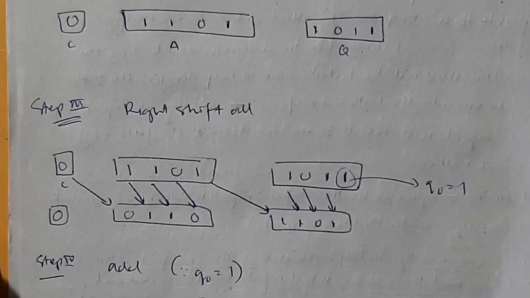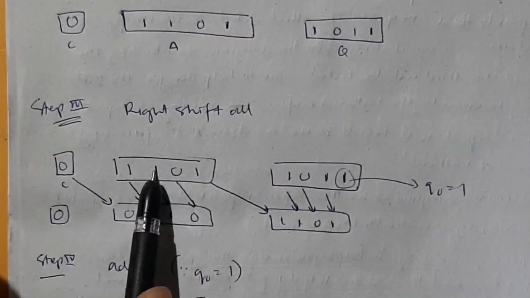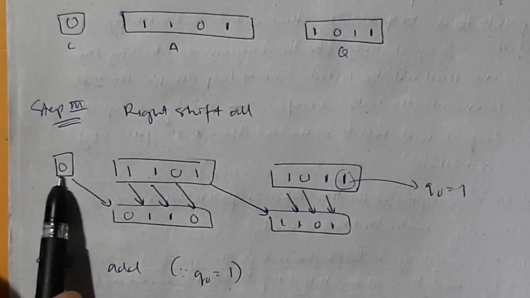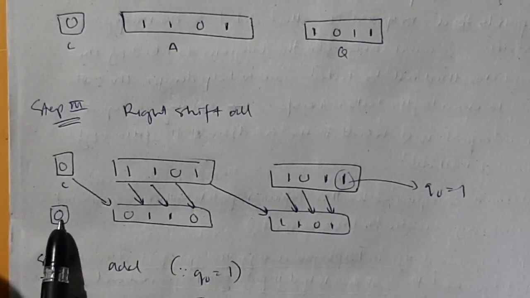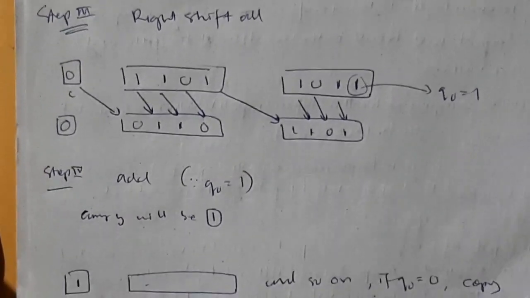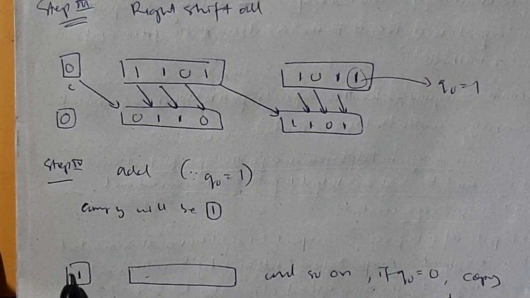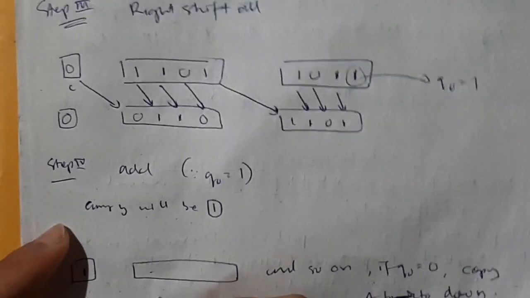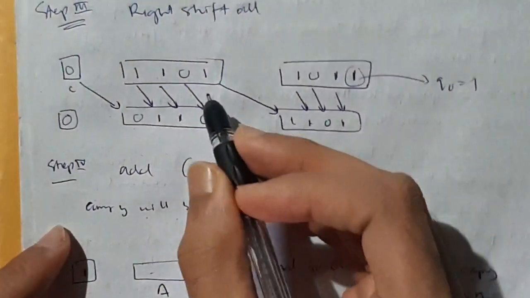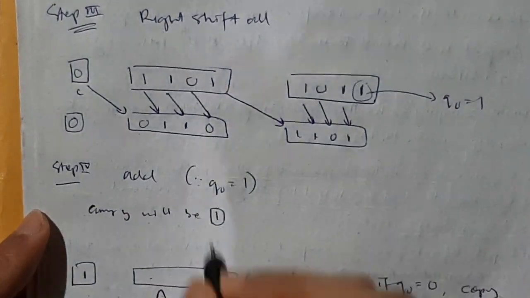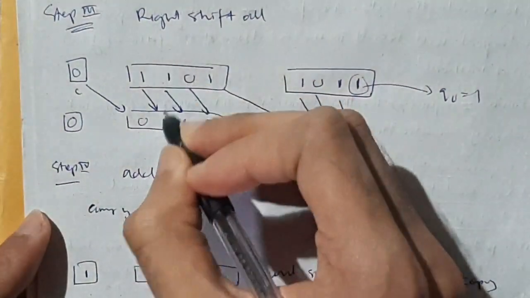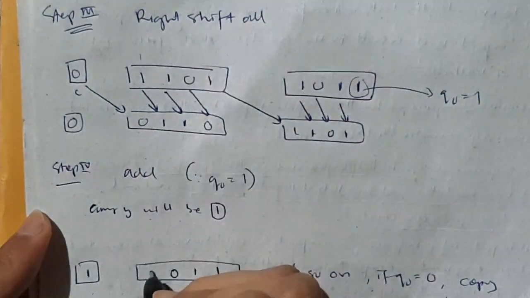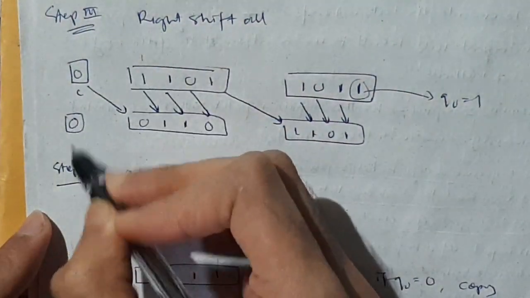Step 4, add. Now again you need to add 1101 plus 0110. When you add this, you will get a carry that you have to put here. The carry will be 1. You will have to write the sum. This is a register, this is a. Now what you need to store: 1 plus 0 is 1, 0 plus 1 is 1, 1 plus 1 is 0, carry 1 here, since carry is 1 here, 1 plus 1 again is 0, and that carry 1 will be here.